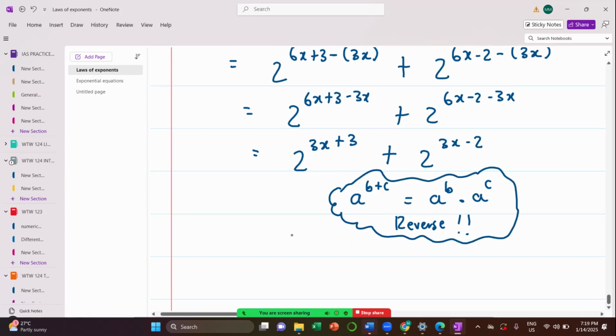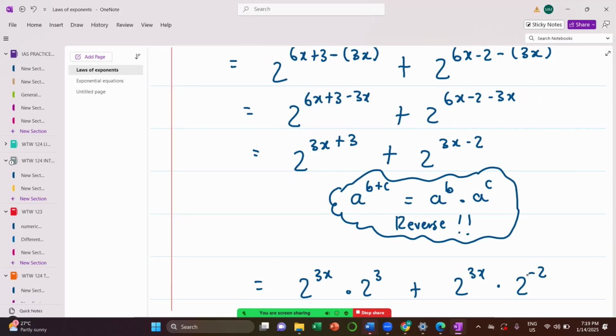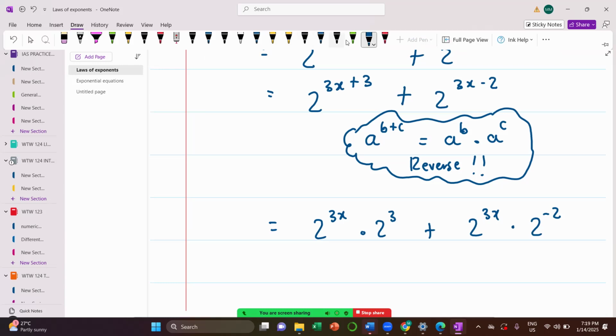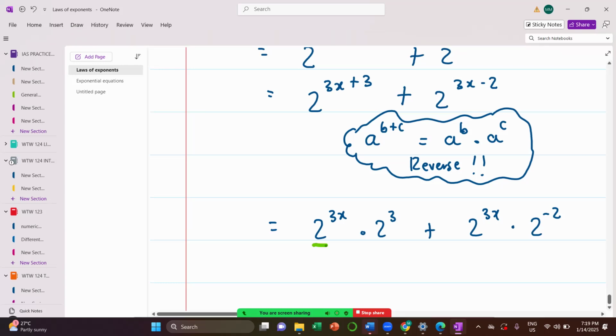So it's going to be 2 to the exponent of 3x times 2 to the exponent of 3 plus 2 to the exponent of 3x times 2 to the exponent of negative 2. Are we okay? So now, coming here, do you see that 2 to the exponent of 3x is here and 2 to the exponent of 3x is there?